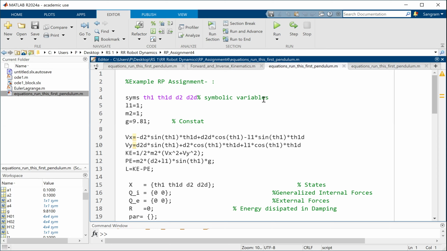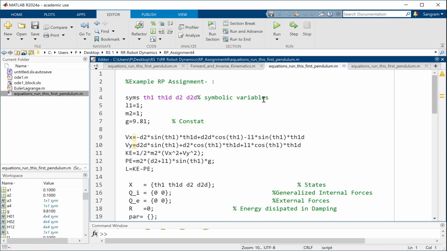So first, right now I have two variables, theta 1 and D2. So I need to add the derivative of theta 1, which is theta 1d, and the derivative of D2, which is D2d. Everyone understood? That's line number 4. Any question? Line number 4: theta 1 is the first angle, theta 1d is the derivative of that angle, D2 is the displacement, and D2d is the derivative of the displacement.